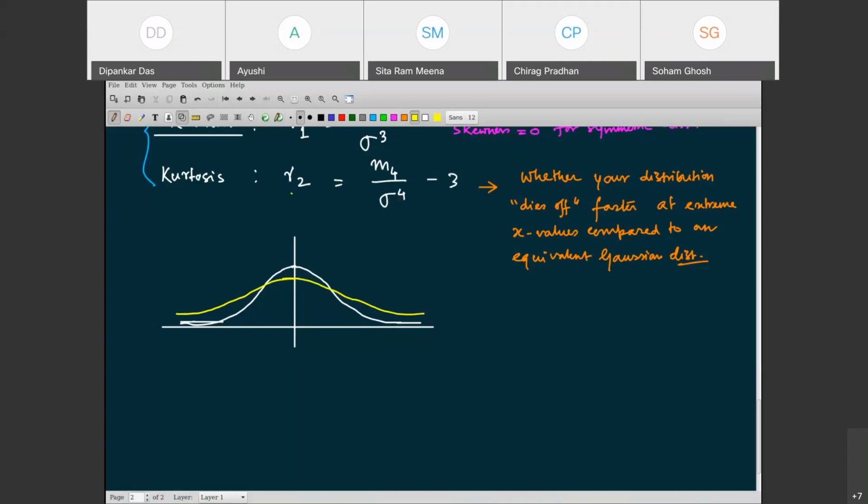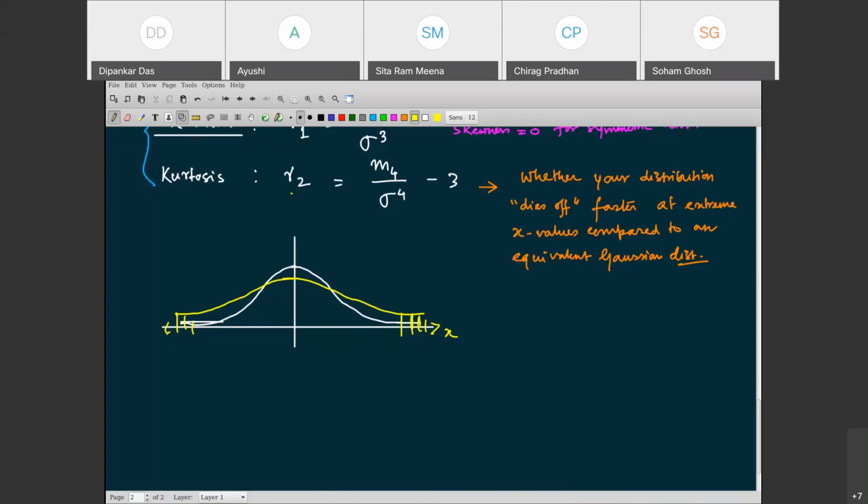By extreme x values, I mean the values of x around here, near infinity, x tends to minus infinity or plus infinity. You look at the tail of the distribution, on any side, and you judge whether the distribution is falling towards zero faster or slower than the equivalent Gaussian distribution. Okay, so if it drops off slower, then it will have a positive kurtosis, and if it drops off faster than the equivalent Gaussian distribution, it will have a negative kurtosis.